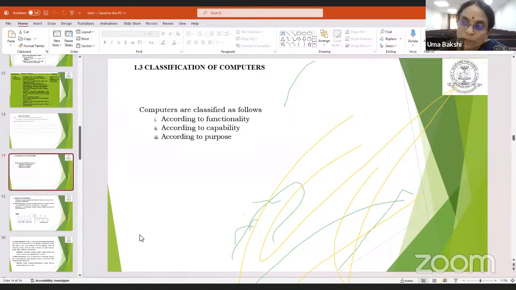For example, the laptops or the systems I use at home are different from what the companies are using. It will be different from what the aeroplane people are working with. It will be different from the people who are working under the dam. So everyone has their own functionality, their own purpose of working on it. So based on the functionality, we'll have the computers. Second one is based on the capability. Capability means huge value systems are also there.